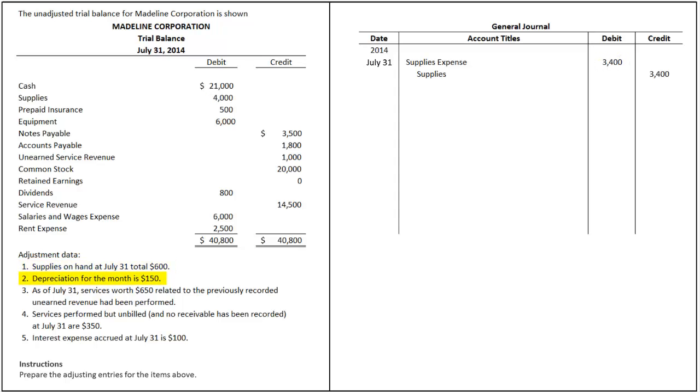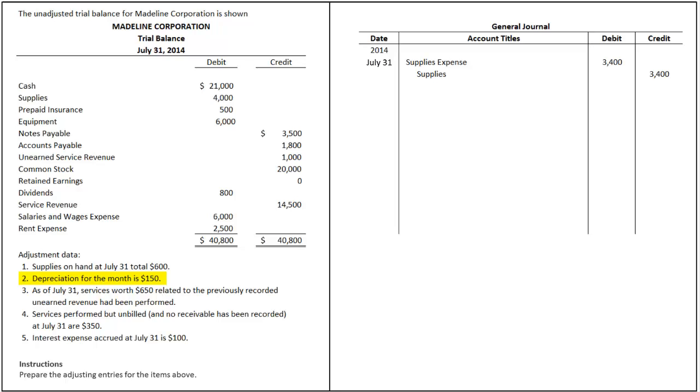Depreciation for the month is $150. Depreciation is the process of allocating the cost of an asset to expense over its useful life. Because an asset is expected to provide service for many years, it is recorded as an asset rather than an expense on the date it is acquired.